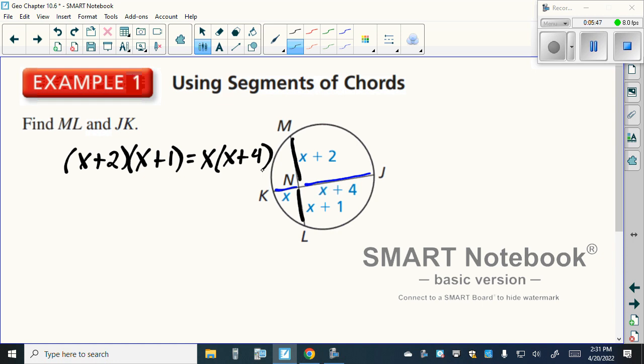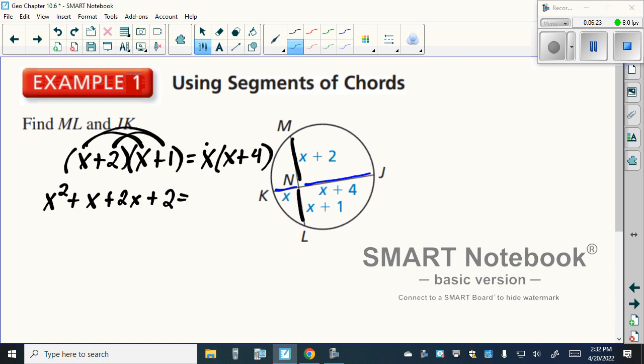Now the first set, we're going to use the distributive property. So x times x is x squared, because anytime we multiply something by itself, it's being squared. x squared. Now x times 1 is plus 1x, or x. Then we do the same thing with 2. 2 times x is going to be plus 2x. And lastly, 2 times 1 is 2. So that's using the distributive property for the first part.